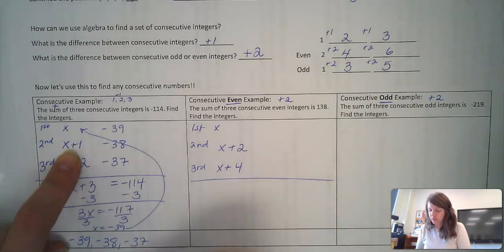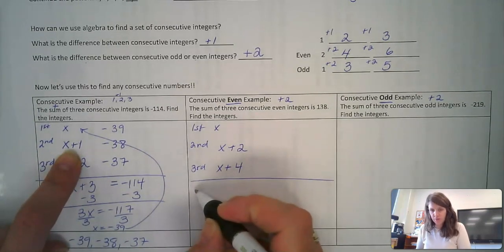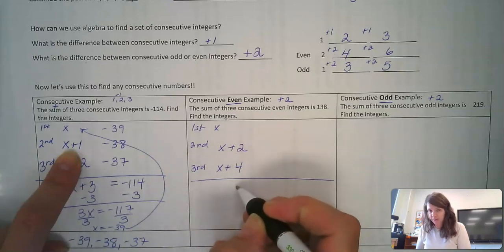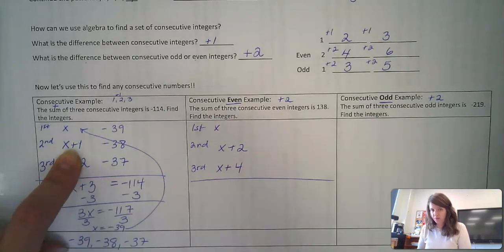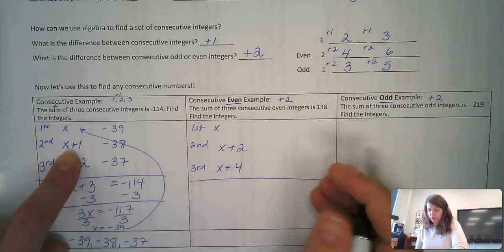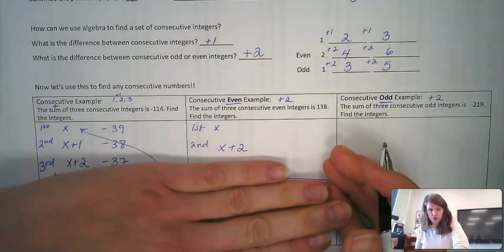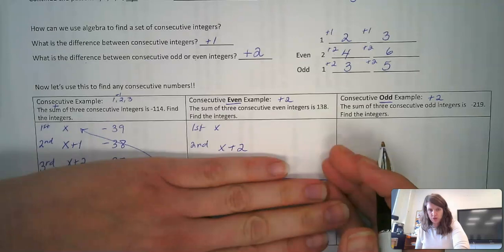So I've got 3 numbers. What if I had a 4th number? If I had a 4th number, it would be x plus 6, right? If I was trying to figure out 4 consecutive numbers. Or if I were only looking for 2, I would only be using these 2, right? 2 consecutive numbers, I would use those.